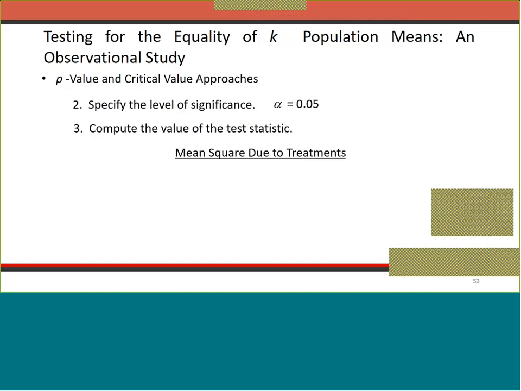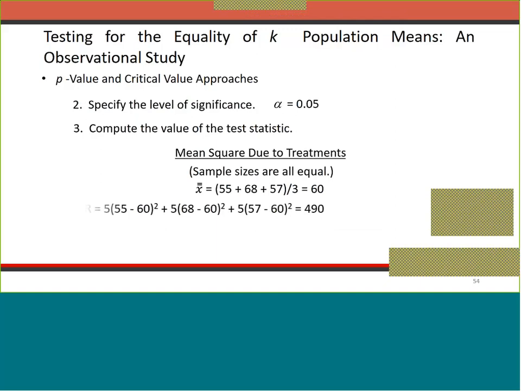The level of significance I have already specified, alpha equal to 0.05. Now I am calculating the test statistic. For the test statistic I need MSTR and MSE. So first the mean square due to treatments, that is MSTR. All sample sizes are equal, so the overall sample mean is the sum of individual treatment means, 55, 68 and 57, divided by the number of treatments, that is 60.